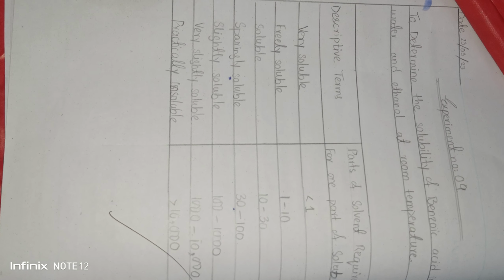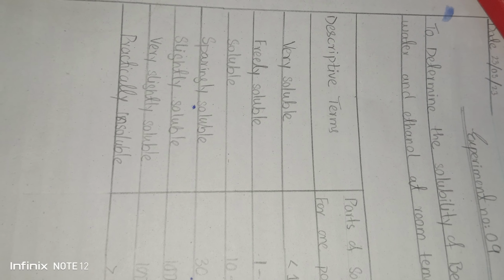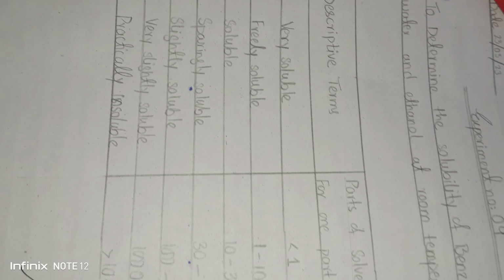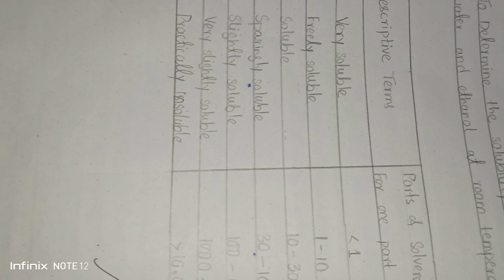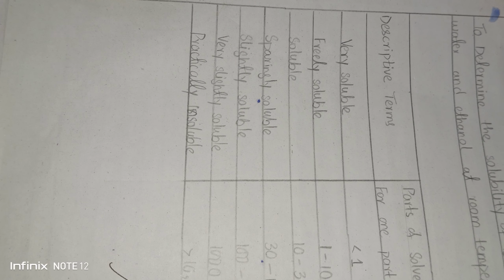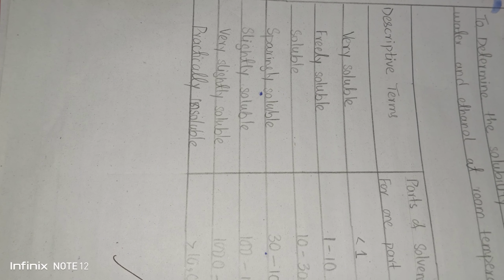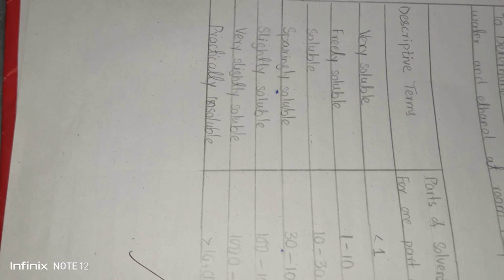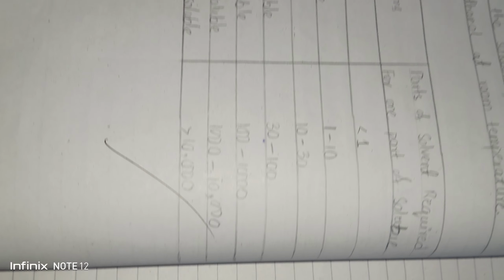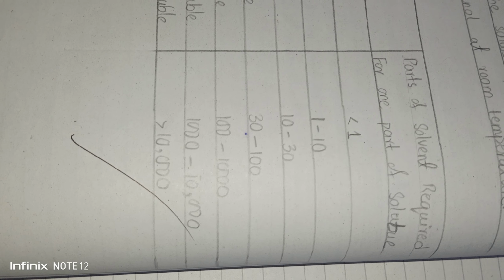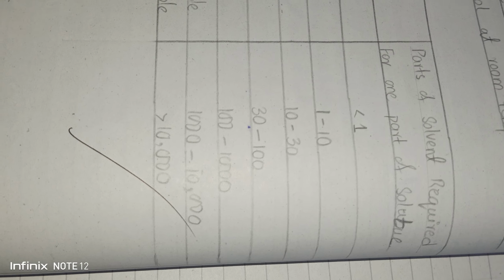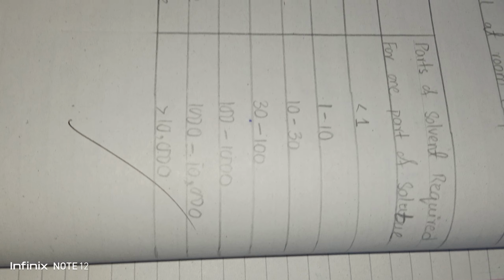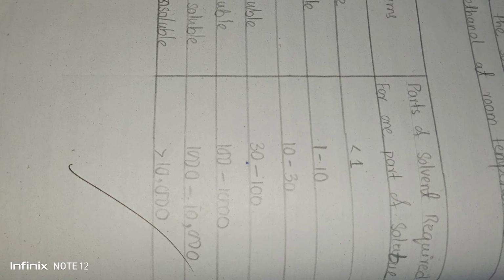So in the calculation process, first you have to write the name of the experiment, that is, to determine the solubility of benzoic acid in water and ethanol at room temperature. You have to make this table. First you write descriptive terms: very soluble, freely soluble, soluble, sparingly soluble, slightly soluble, very slightly soluble, or practically insoluble, and you write what part of solvent is required for one part of solute to dissolve.